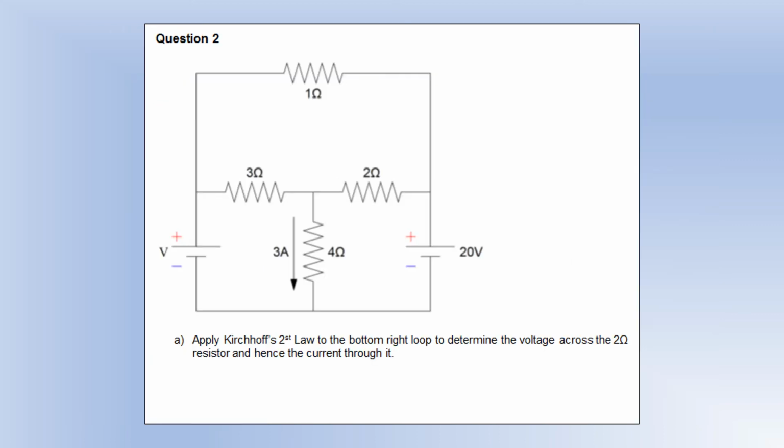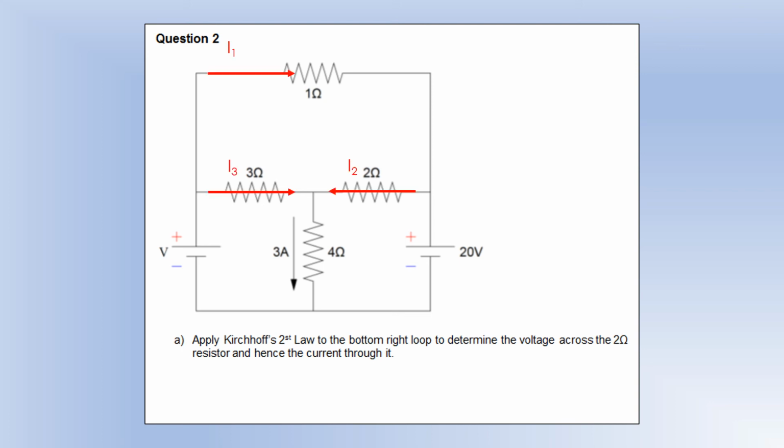Okay, let's have a look at a final pretty horrific Kirchhoff's law question, but we're going to use exactly the same principles. So apply Kirchhoff's second law to the bottom right-hand loop to determine the voltage across the 2 ohm resistor and hence the current through it. So since we're looking at the diagram on this slide, I'm going to show you all of the loops so we can identify which EMFs and potential differences are going to be positive and which ones are going to be negative. So let's stick some currents on.